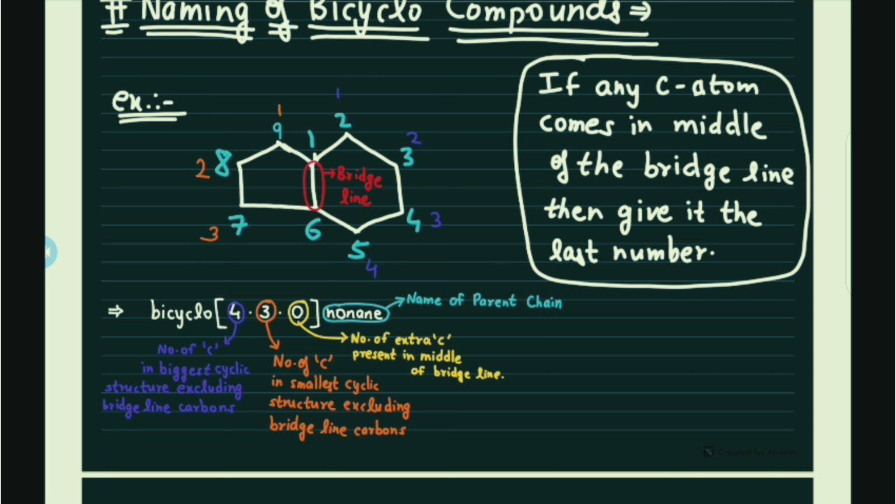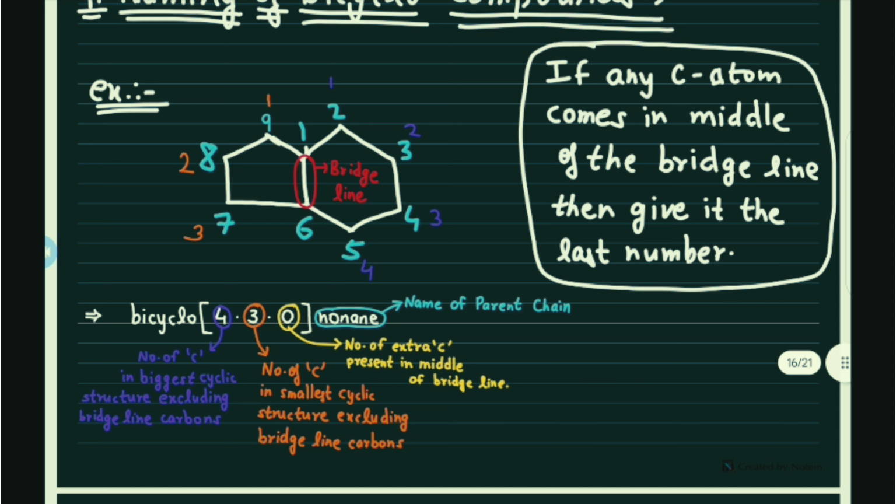If any one carbon is also present in the middle of the bridge line, then you have to number it 1. If 2, then 2, and so on. Then finally the word root of the parent chain, that is the blue colored numbers. So we have 9 carbons in total, so non, and all single bonds, so ane. If substituents or double bonds or triple bonds add in, then the name goes longer as discussed previously.